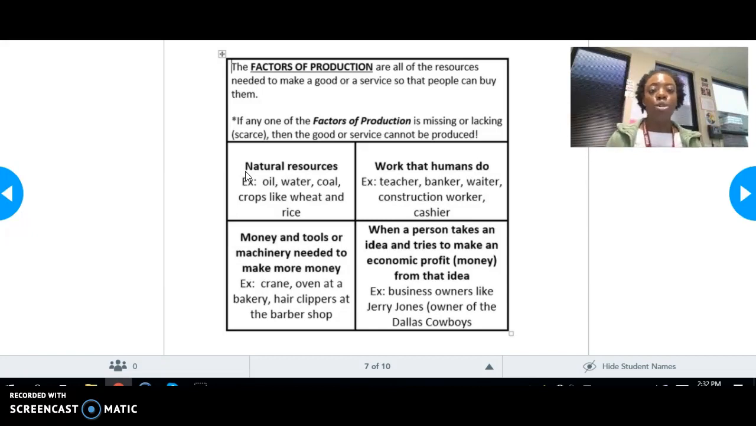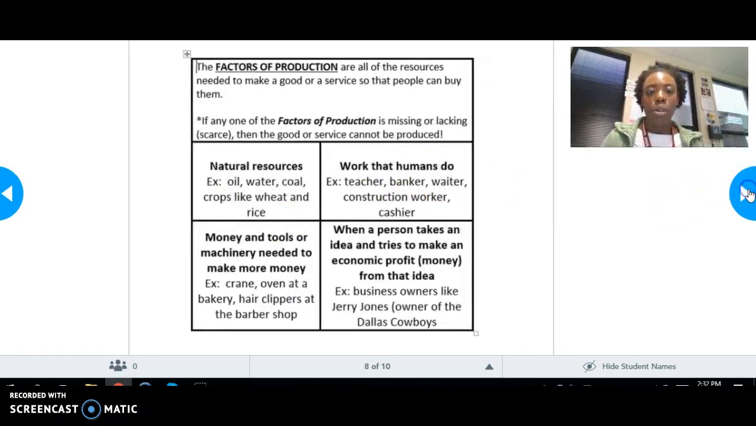Capital is the money and the tools or machinery that's used to make money. So if I'm a baker, I need big ovens, and that's my capital. If I am a baker, I need a store to put all of my stuff in, so I need money for that. And so maybe I ask a bank for a loan, and the bank gives me the capital. And finally, we have entrepreneurship. It's when a person takes an idea and tries to make an economic profit off of it. And when we did our lesson on businesses and industries and entrepreneurship, you all got to be entrepreneurs, and so you know what those are about.